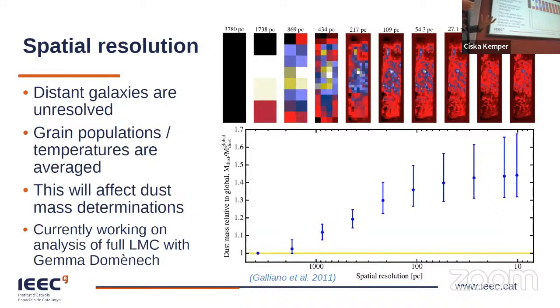You're maybe resolving star forming regions, and this is because, of course, the emission is so strongly temperature dependent that it matters if you separate out the star forming regions from the rest of the dust. So this is something that we're going to look into further. We're currently working on this together with master student Gemma Domenech here. And so stay tuned for more updates on this.